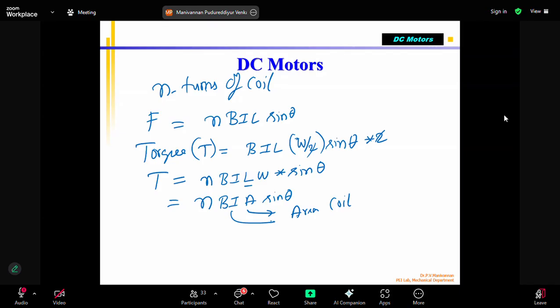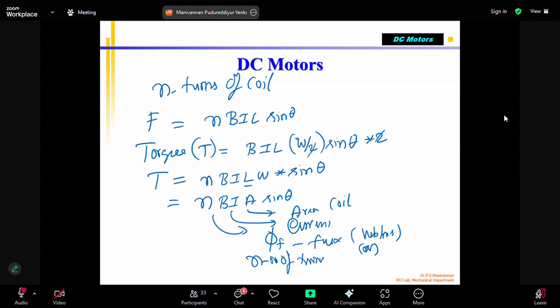I is the current, which we already know. B is the flux density, phi f, or flux density. B is nothing but flux density in Webers per meter square, or in Tesla, any unit. Then N is the number of turns.